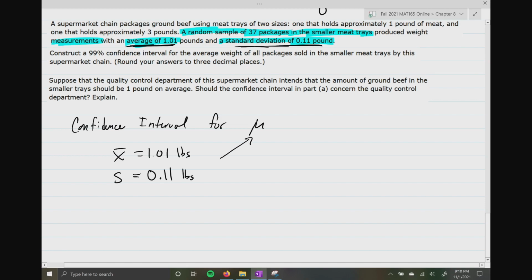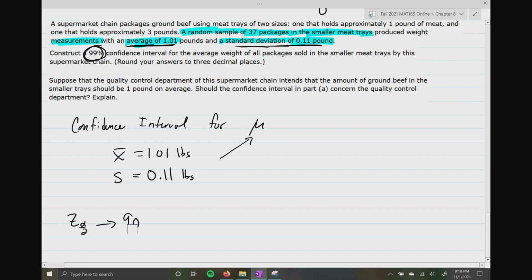So number one, our sample is 37 packages, so it satisfies the conditions that we need. Step number 2, let's go ahead and find Z alpha over 2. Well, since they want a 99% confidence interval.